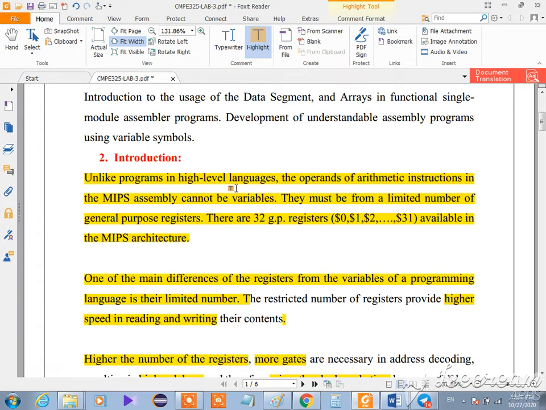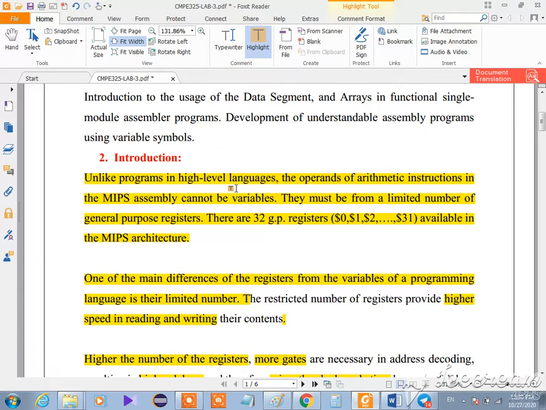In a high-level programming language, if you remember, you can define, for example, different variables x, y, z. You can define a million, or 100, or 1000 variables. You can define many arrays or something like this, and you are not supposed to be careful about the number of variables or something like this.